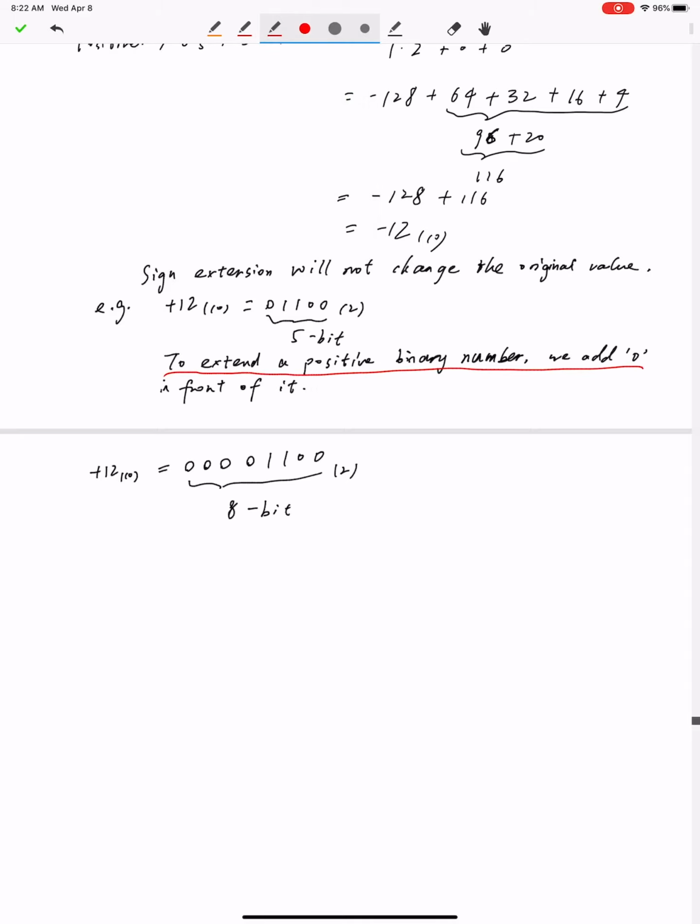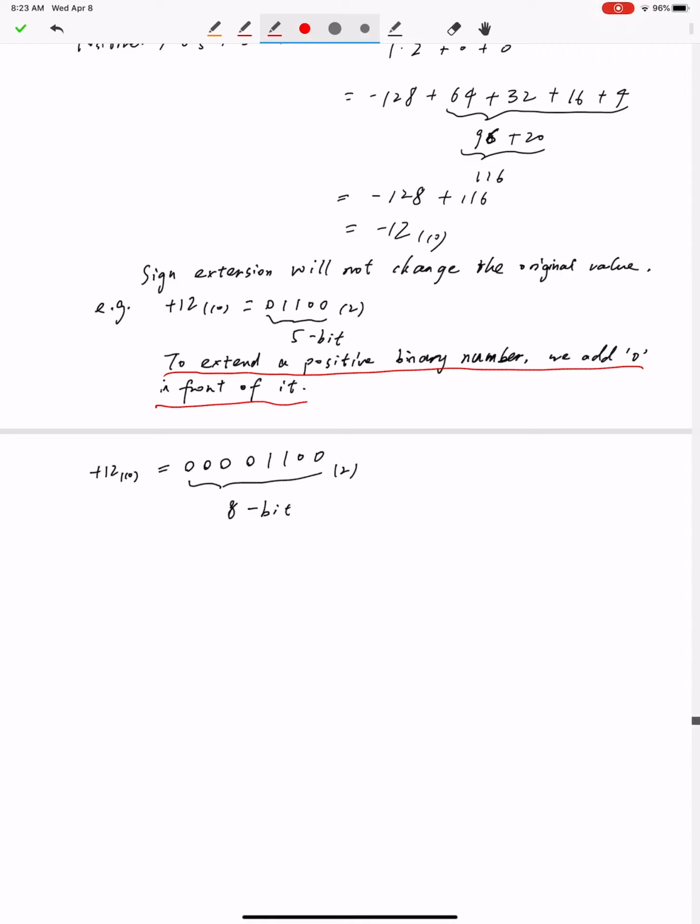For positive numbers, because we are adding zeros in front of a binary number, of course adding zeros won't change the original value, right? Because you are not adding external values to the original number. So sign extension will also not affect the original value of the positive binary number. Alright, so that's the sign extension. If you have any questions for this part, please let me know. Okay.